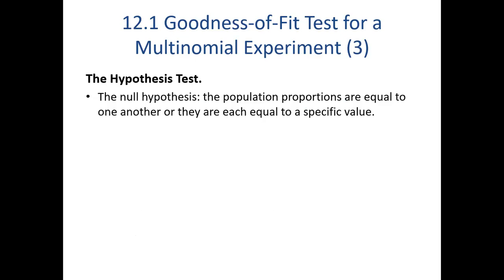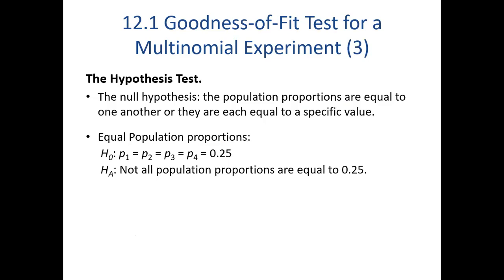The hypothesis test, the null hypothesis: the population proportions are equal to one another or they equal a specific value. Equal population proportions: if there are equal population proportions, then H0 is P1 equal to P2 equal to P3 equal to P4 equal to 0.25. That's your null hypothesis. That's your status quo. And your alternate hypothesis is not all proportions are equal to 0.25.